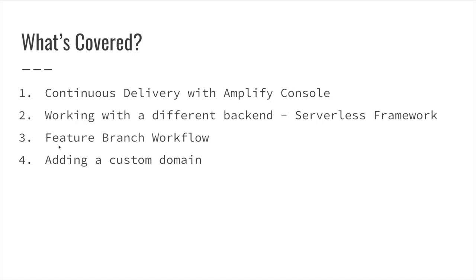And afterwards, we'll see how to use feature branch workflow. There are multiple Git workflows, so we are going to explore feature branch workflow. And finally, we are going to add a custom domain to our application. So we'll acquire a custom domain name and set it up with our application.